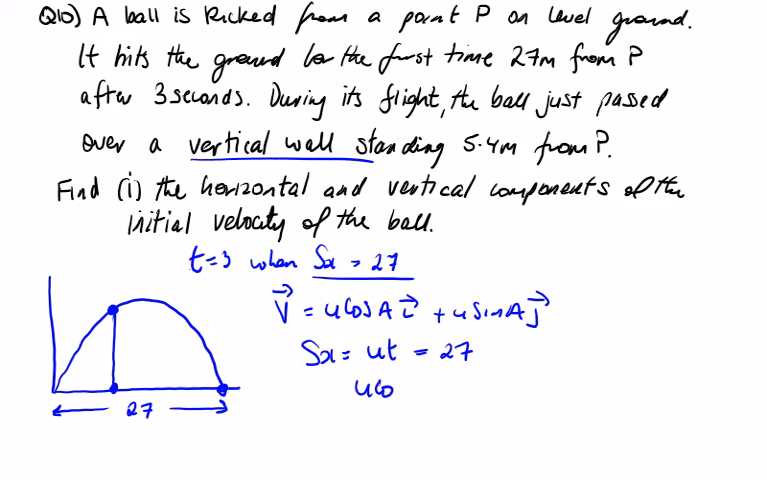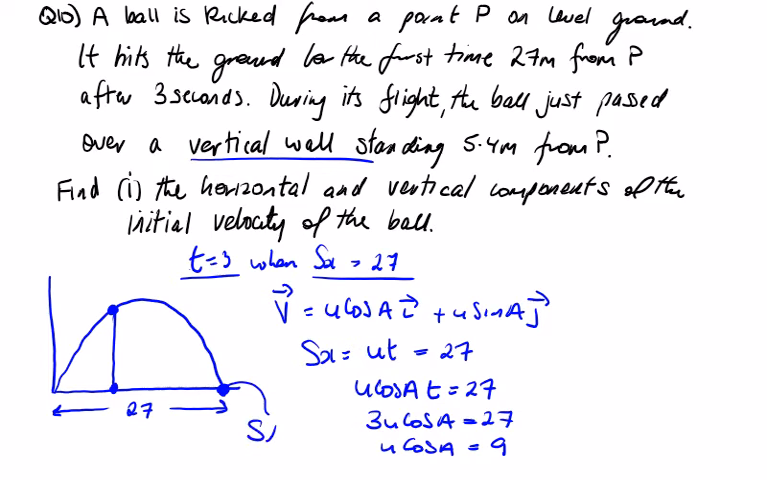So my u is u cos alpha times t equals 27, and I have t equal to 3, so 3u cos alpha is equal to 27. So u cos alpha is the horizontal component. That's equal to 27 divided by 3, which is 9. Well, we also know at this point my vertical displacement is 0.